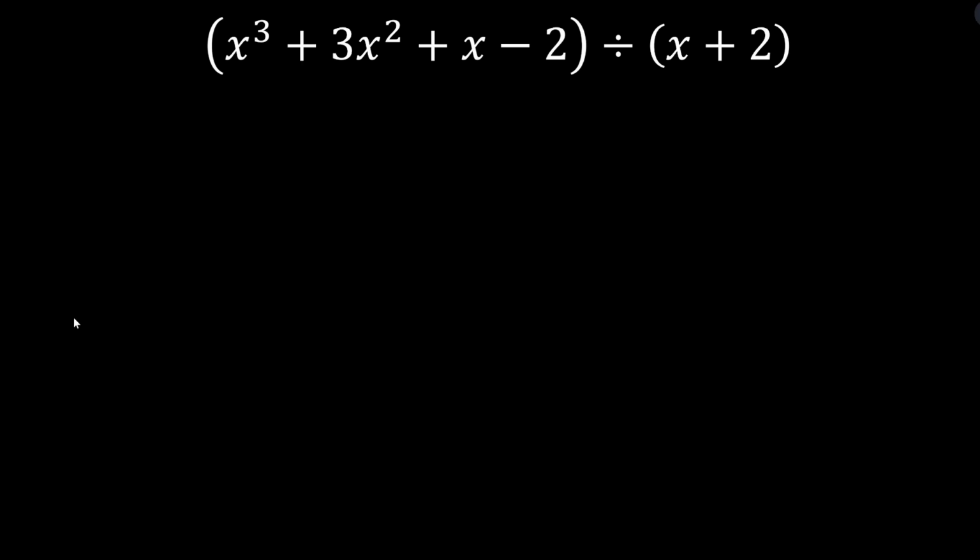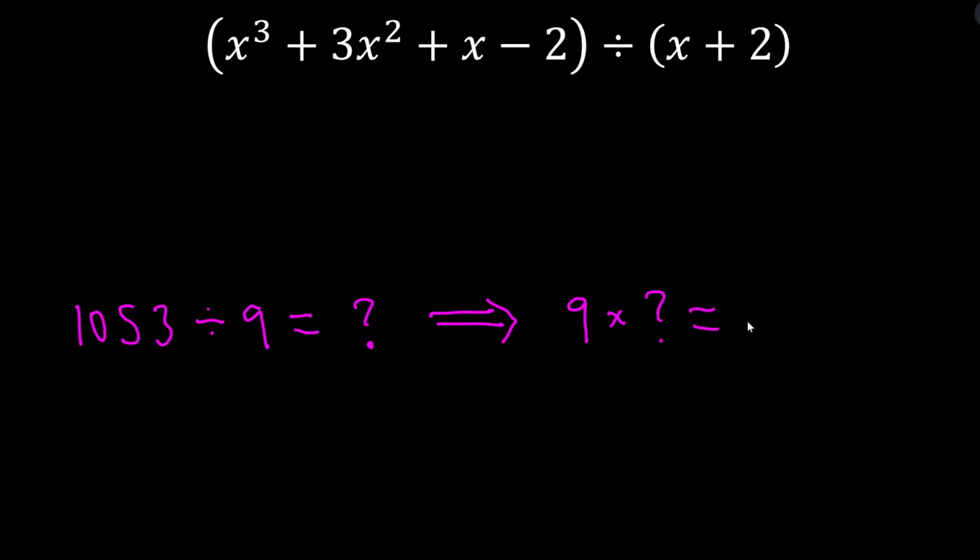Well, let's think about how we did this with whole numbers, way back in elementary school. We did stuff like 1053 divided by 9. There are many different ways we can think about what this means, but my favorite, and the one I think aligns most closely with how we should think about polynomial division, is: what do I multiply 9 by to get 1053? And that's exactly how we can think about this polynomial division problem.